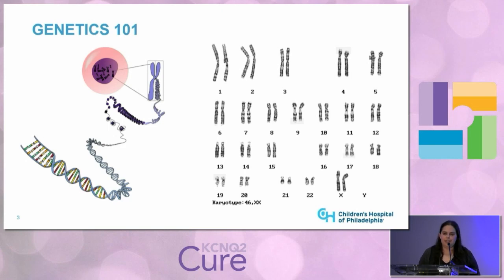And you can also see on the screen here, this is what the chromosomes actually look like if you were to look at them under the microscope. The chromosomes do come in pairs. There are 23 pairs, so 46 in total. One from each pair comes from each parent. And chromosomes 1 through 22 are the same in everyone, and biological females have 2 X's, and biological males have 1 X and 1 Y. The KCNQ2 gene is found on chromosome 20, and because we have 2 copies of this chromosome, we also have 2 copies of the KCNQ2 gene.